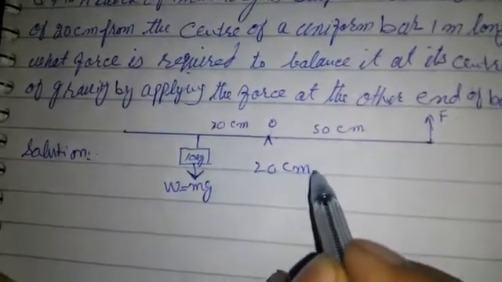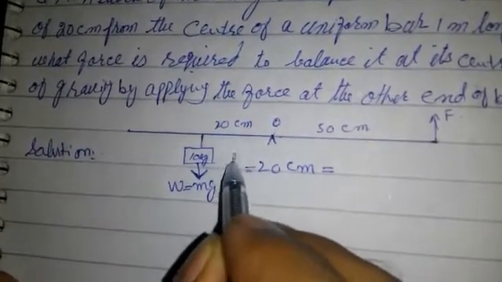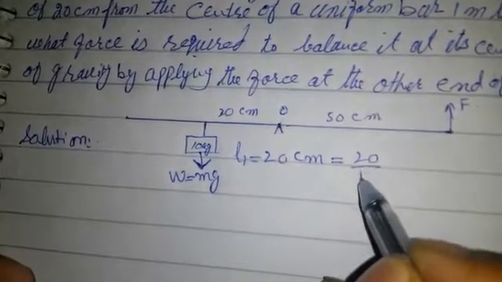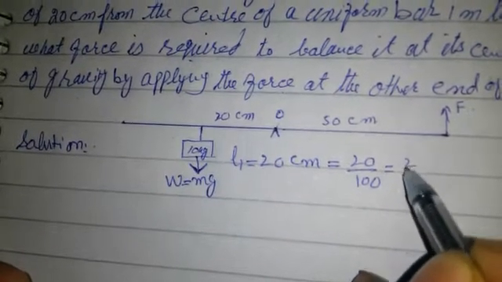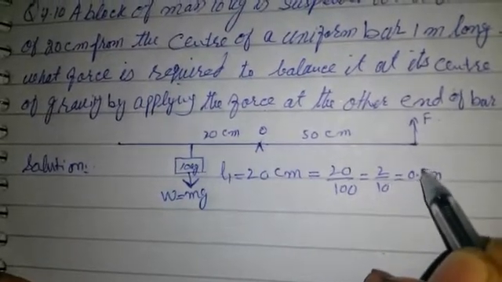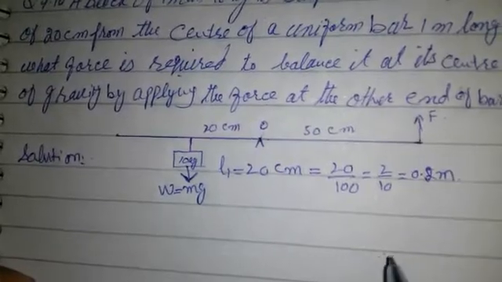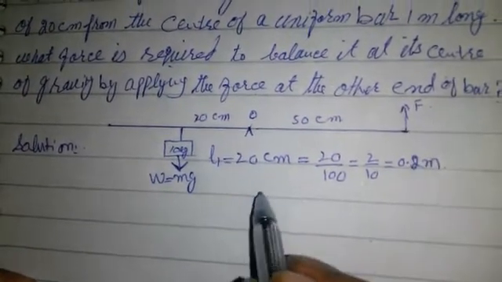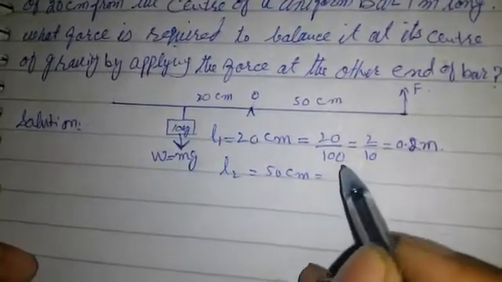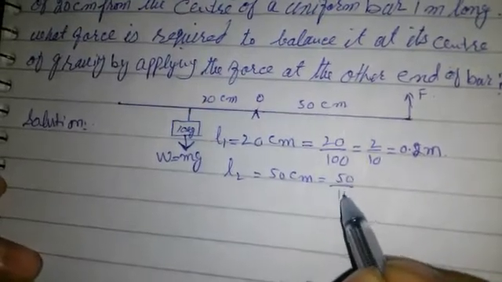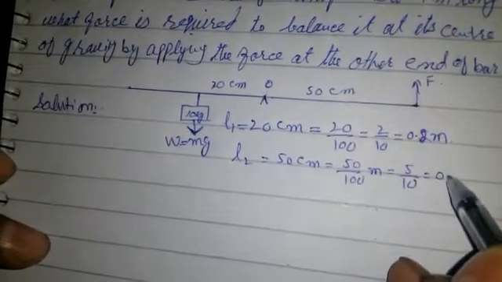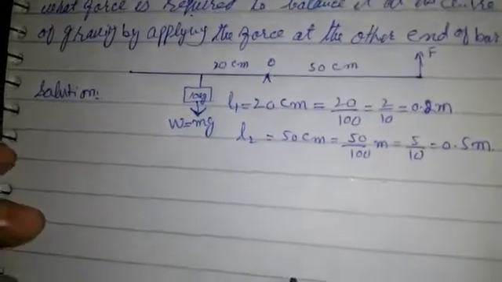(20 centimeter) is equal to L1. W L1, 20 centimeter is equal to 20 over 100, which is equal to 2 over 10, equal to 0.2 meter. Now L2 is equal to 50 centimeter, which is equal to 50 over 100 meter, is equal to 5 over 10, is equal to 0.5 meter.